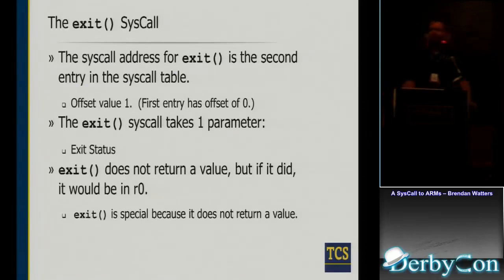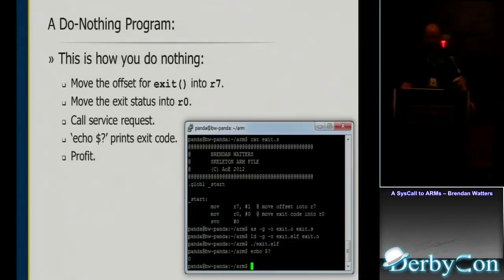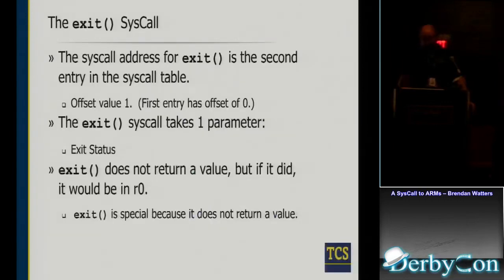So let's actually do one of these. Let's talk our way through a really simple syscall. Okay. So in this particular case, we're going to use exit. And for what it's worth, exit is the second entry in the syscall table, so we're going to have an offset of 1. We're all good computer scientists, we start counting at 0, right? Okay. So the second entry is going to be an offset of 1. Exit only takes one parameter, and that's the exit status. Exit doesn't return any value, so we don't have to worry about that. Because why would you return a value if you're not actually going to go back?